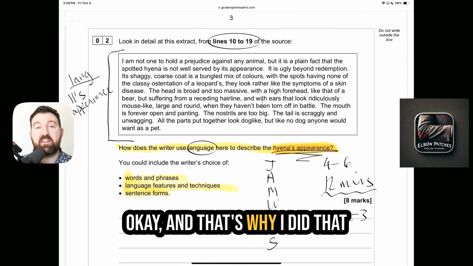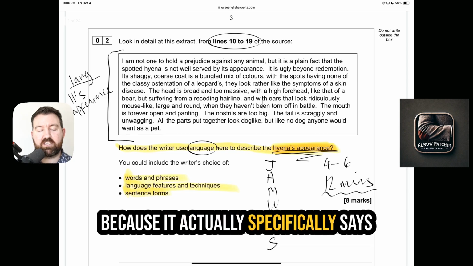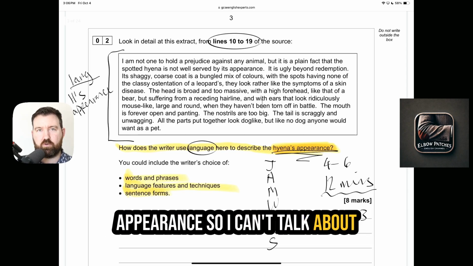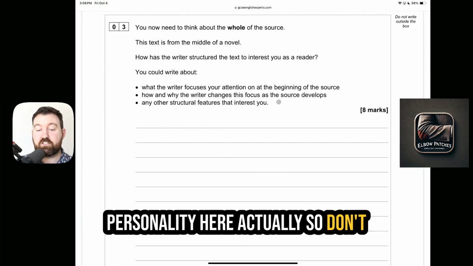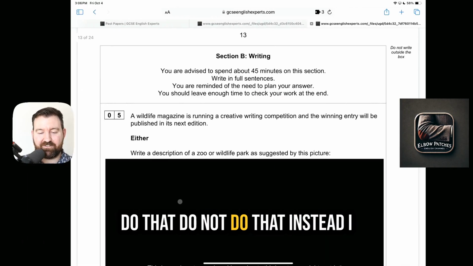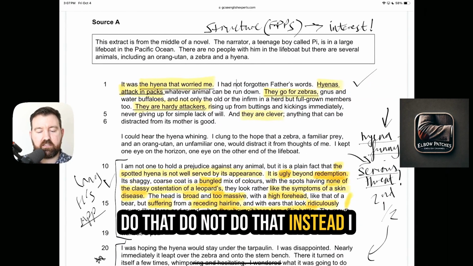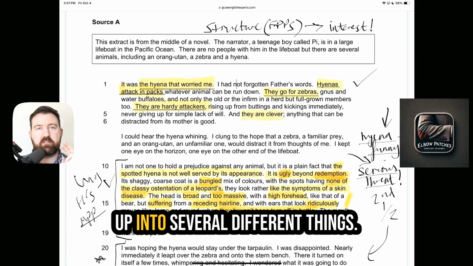Okay. And that's why I did that, because it actually specifically says appearance. So I can't talk about personality here, actually. So don't do that. Do not do that. Instead, I would then split the appearance up into several different things.